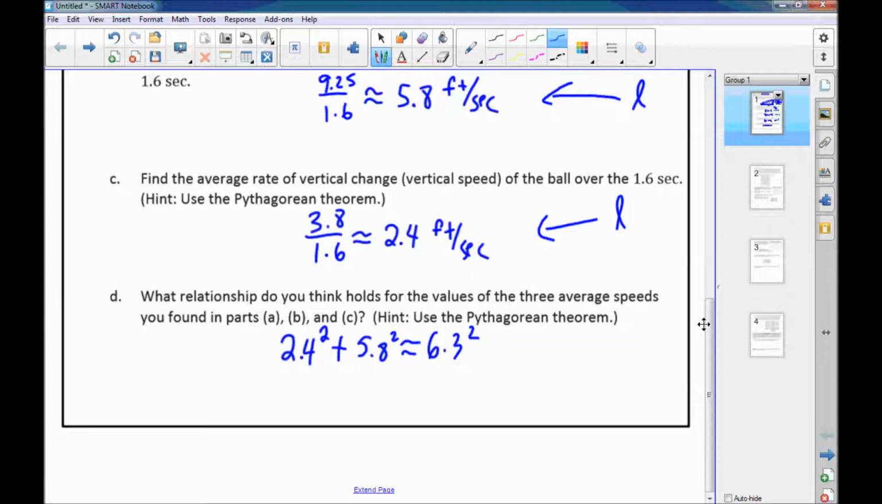So 2.4 squared plus 5.8 squared will give you 39.4. Is that going to be about equal to 6.3 squared? Let's see. This is 39.7. So there was some rounding error in here because we rounded all three parts. And so it's not going to come out perfectly, but it looks like it does pretty much hold. So what relationship holds? The Pythagorean theorem holds for the speeds.